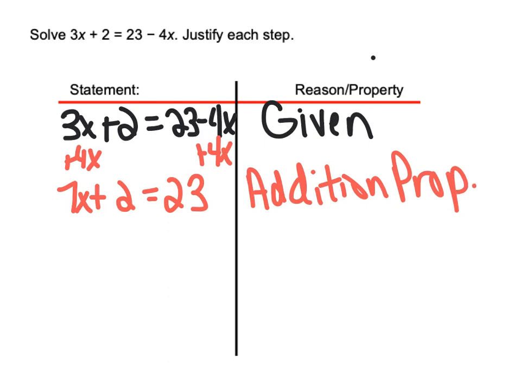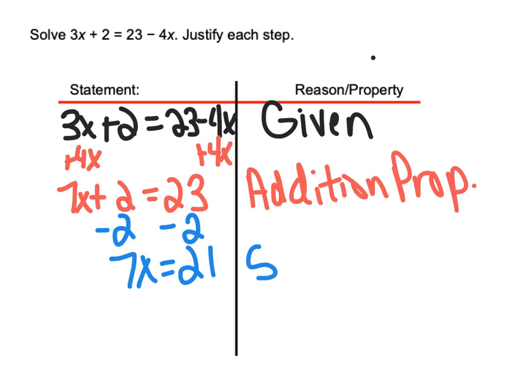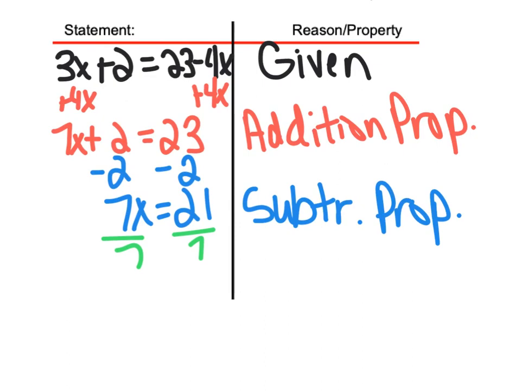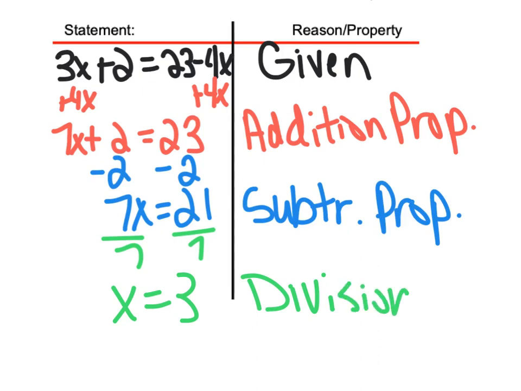Okay, so then my next step, we're just solving out the equation here, is I subtract 2 from both sides. I get 7x equals 21. And what did I do to get 7x equals 21? I used the subtraction property of equality. And then in my last step, I'm going to divide both sides by 7, and I get x equals 3. Well, how did I get 3? I used the division property of equality.